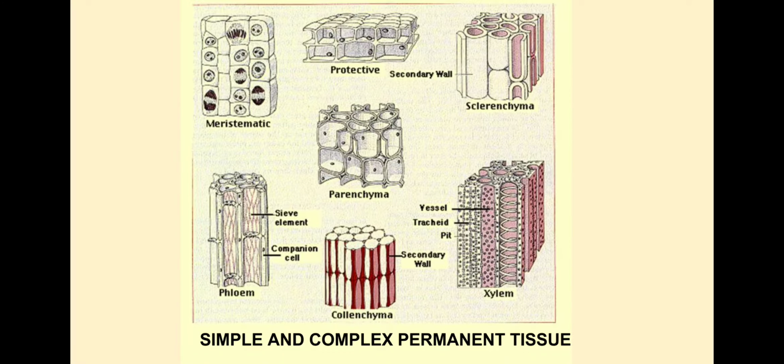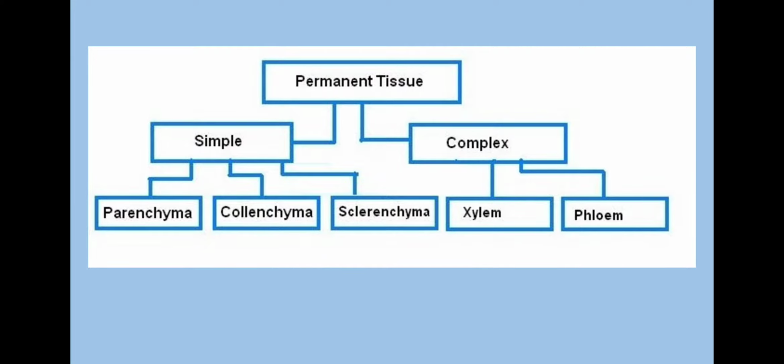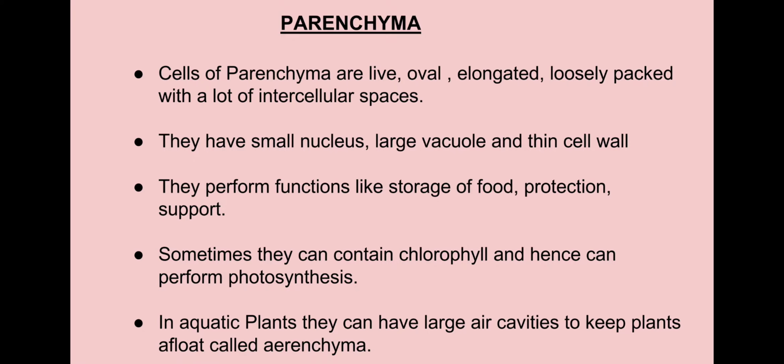Now you can see here the types of simple and complex permanent tissues. So we have sclerenchyma, we have phloem, we have collenchyma, xylem, etc. Now here we can see the actual distribution. Permanent tissues are of two types, simple and complex, and then we have the bifurcation of simple and complex into parenchyma, collenchyma, sclerenchyma, which are simple permanent tissues, and xylem and phloem, which are complex permanent tissues.